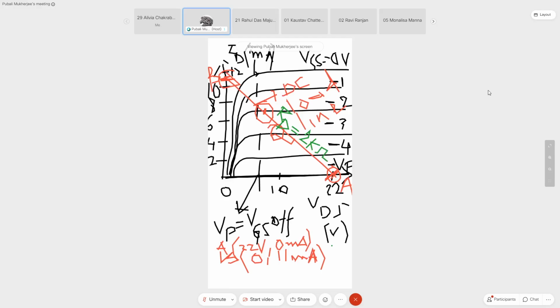Okay. So if you change the value of the resistance, the load line would change. It is drawn for RD equal to 2 kilo ohms and VDD equal to 22 volts, this is also important. Okay. It's drawn for VDD equal to 22 volts.